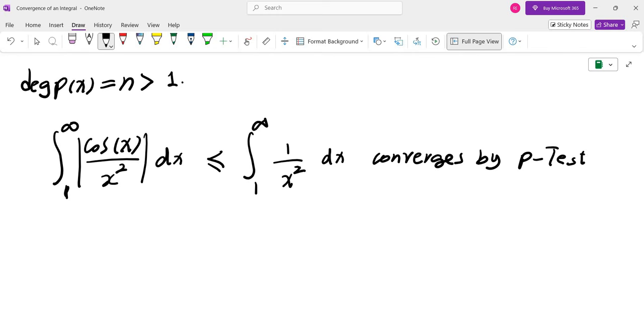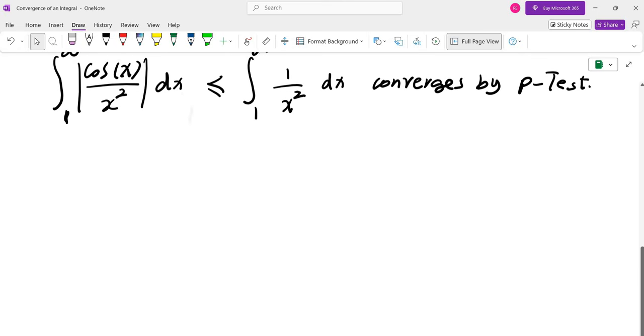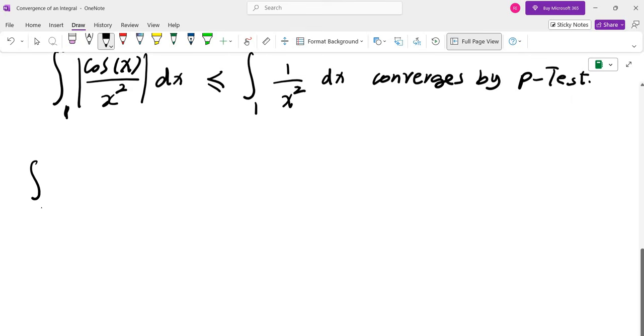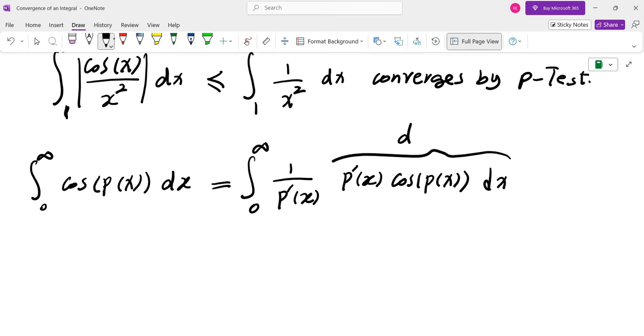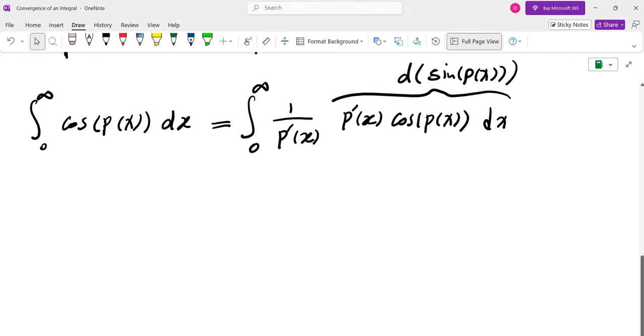So that means I can take the integral that I'm given, and I'm going to use integration by parts so that I can bring the p of x to the denominator. So here is what we're going to do. We're going to create basically a dv here. So this would be 1 over p prime of x times p prime of x cosine of p of x dx. So this would be the derivative of sine of p of x by the chain rule. So now I can use integration by parts.